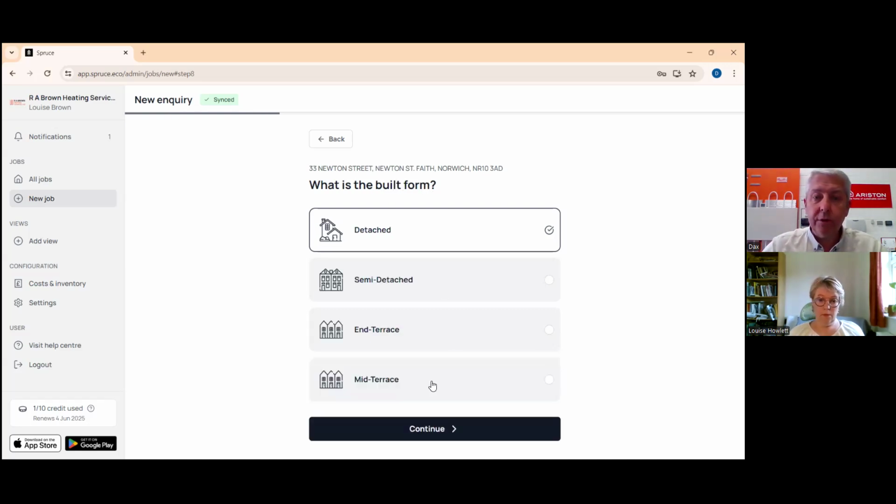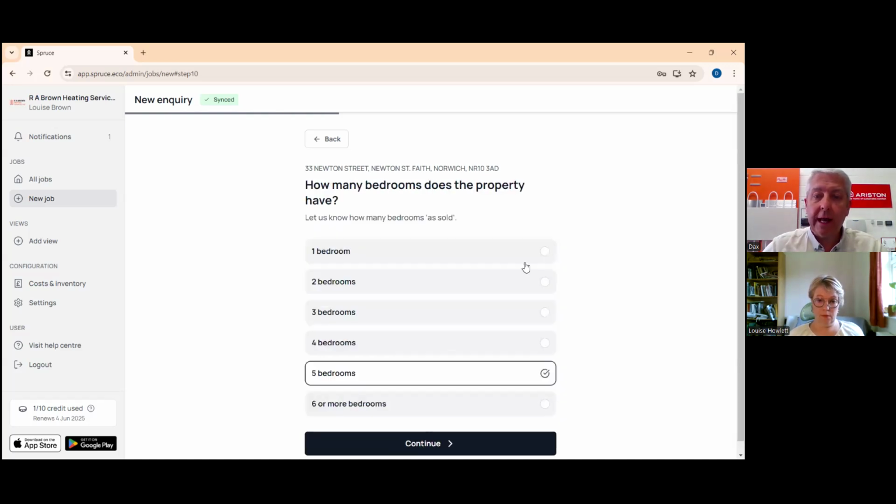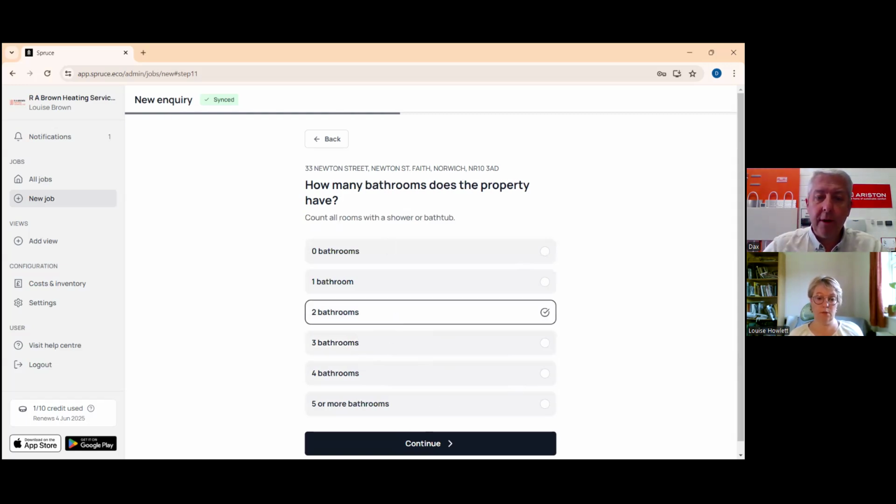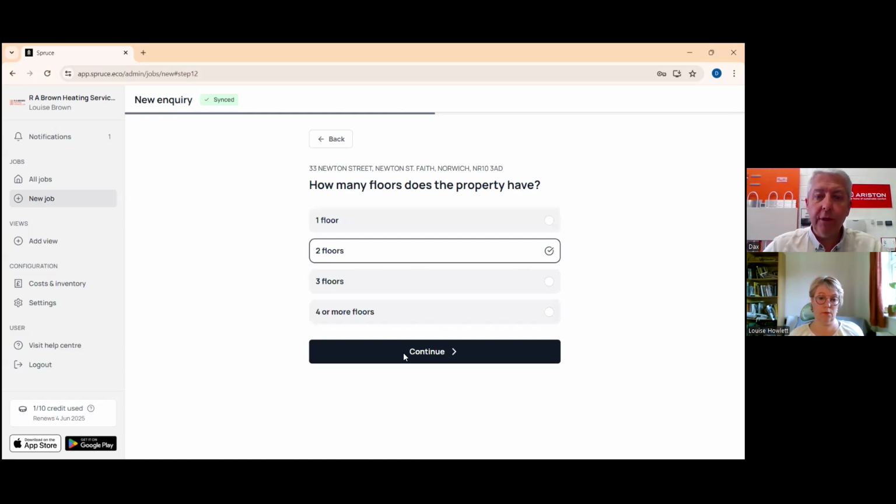So we know it's a house and it's detached. I believe it's five bedrooms? Yeah, four bedrooms, not five. Four bedrooms. See, that's a good indication of where there can be errors on there. And two bathrooms, two floors in the property.